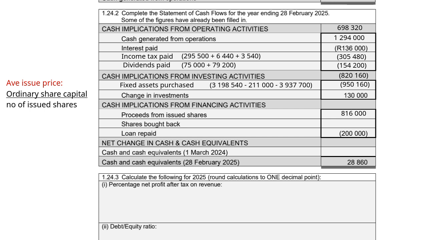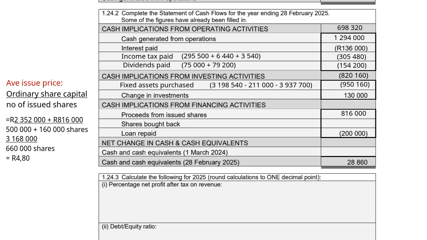So to calculate the average issue price, it's our ordinary share capital divided by the number of issued shares at that date. So if we go back to the question, our ordinary share capital at the beginning of the year is 2,352,000 Rand. And on the date when we issued the shares, we issued 816,000 Rands worth of shares. Then divide by the number of issued shares, we had 500,000 ordinary shares at the beginning of the year, plus the 160,000 that we issued. So we will then have 3,168,000 divided by 660,000 shares to give you R4.80 per share as your average issue price.